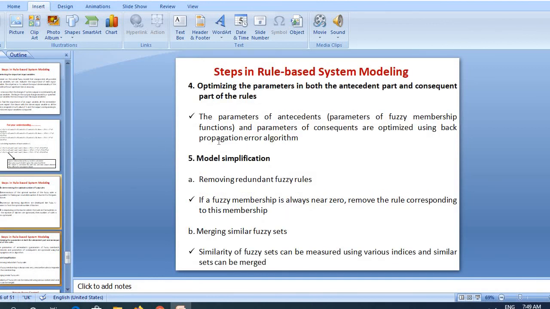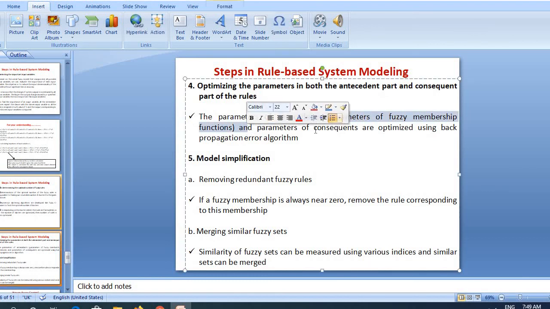These are the last two steps: optimizing the parameters in the antecedent part and the consequent part. Optimizing the parameters in the antecedent part involves the parameters in the membership functions, and the consequent part involves the coefficients in the first-order Sugeno. All of these can be optimized using backpropagation. Just write it like this. Okay.